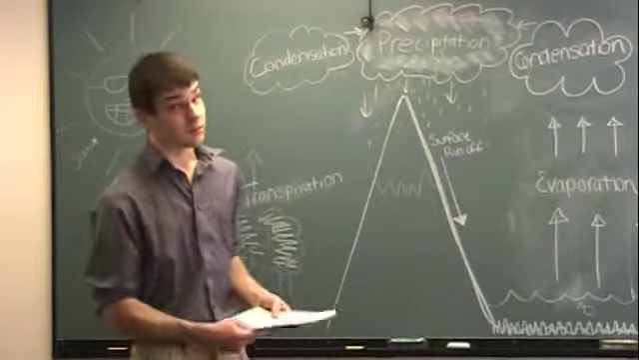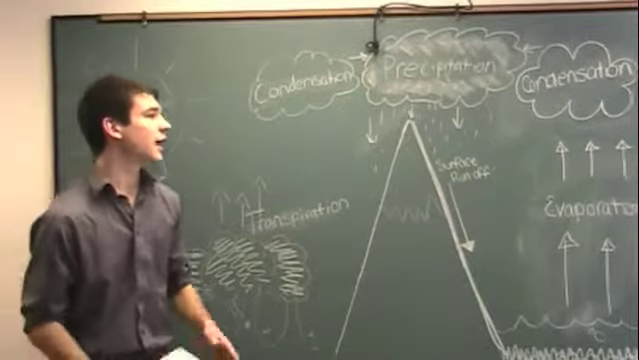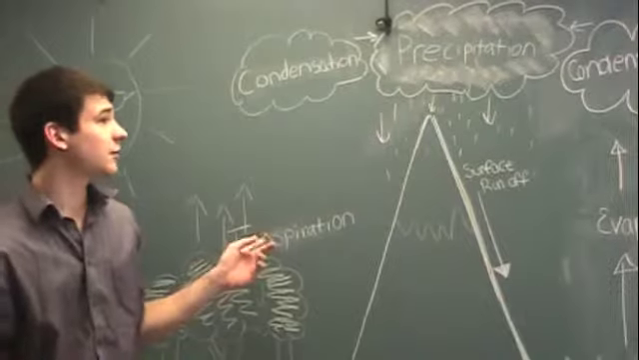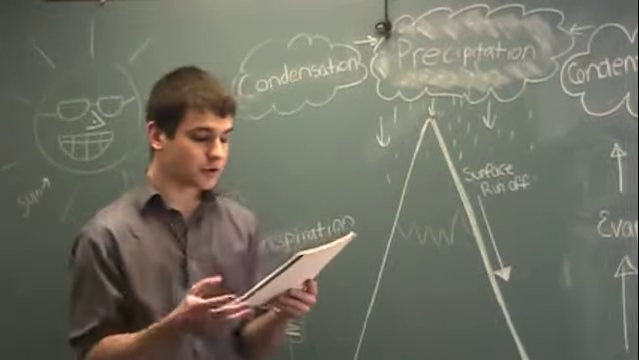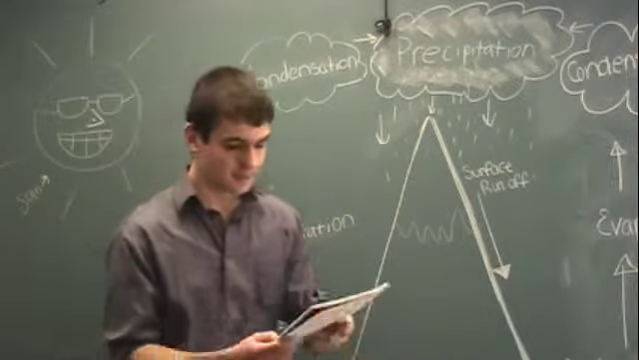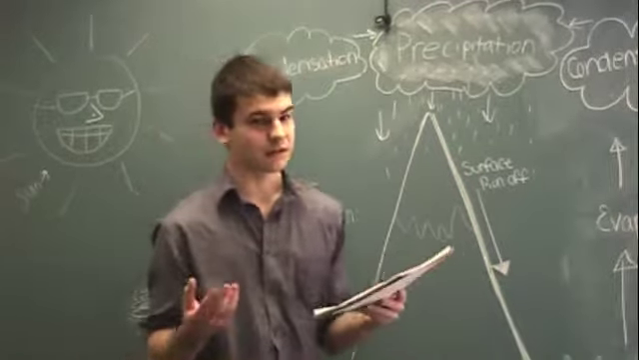Moving on to the second component of the water cycle, which is condensation. Condensation is the process of water vapor in the Earth's atmosphere turning back into water. Usually it takes place in the form of cloud formation, but however, you cannot see cloud formation actually forming.